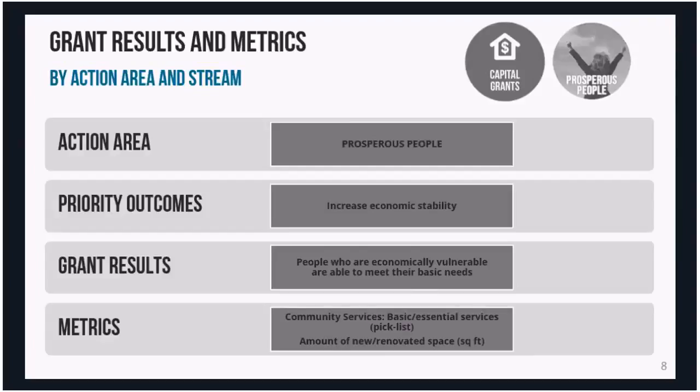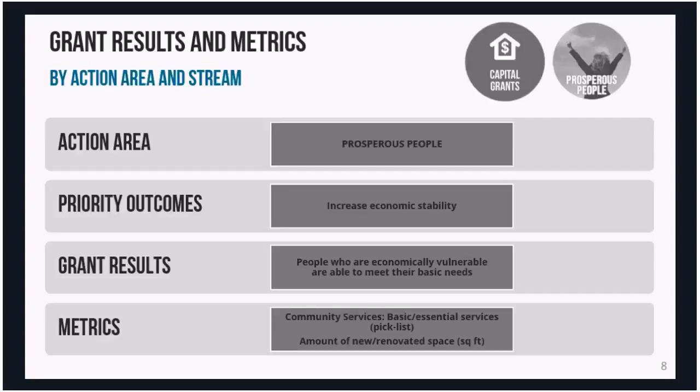The last action area is prosperous people. And the grant result here is focused on basic needs, which means that any capital request needs to align with the meaning of this result. Capital projects in this action area need to be for projects that are meeting a basic need. In other words, food, shelter, clothing, essential personal items, water and sanitation, and health and wellness. An example for this grant result would be the renovation of a local drop-in center to accommodate a range of immediate support services such as addictions, housing, etc.